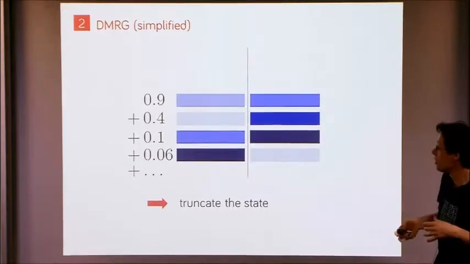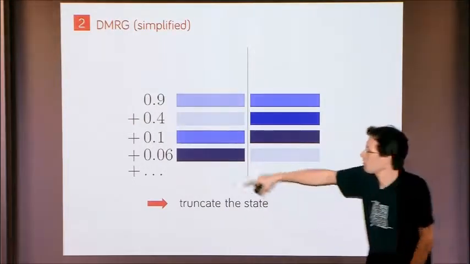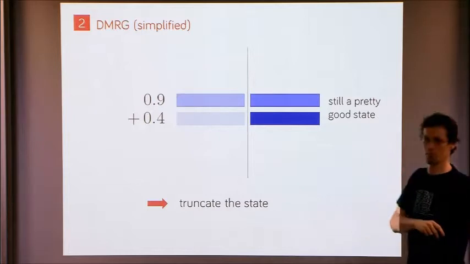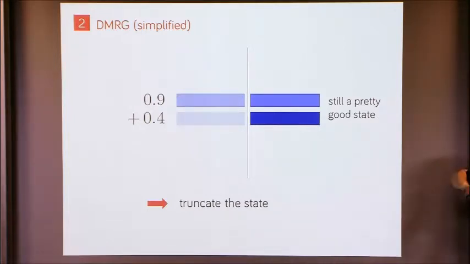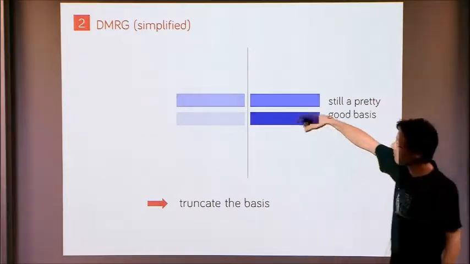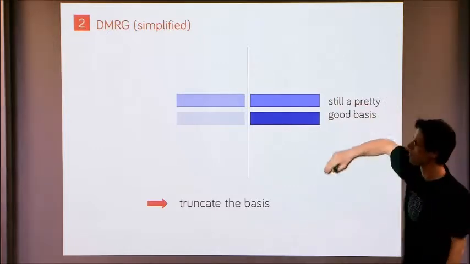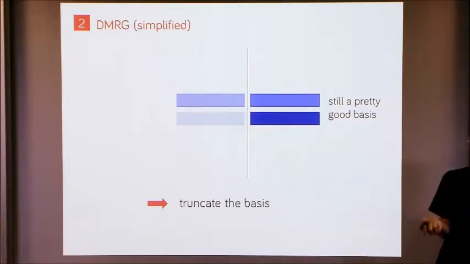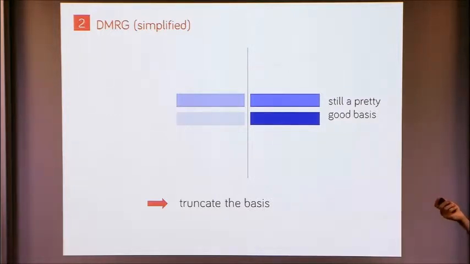And then I just truncate the state, because these things are small, so I forget about some of the states in here. It's still a pretty good state, and really what's been left is still a pretty good basis for the left part of the system, and it will be a pretty good basis for the right part of the system. Do this a few times, not just once. So I will show you how you do it a few times.